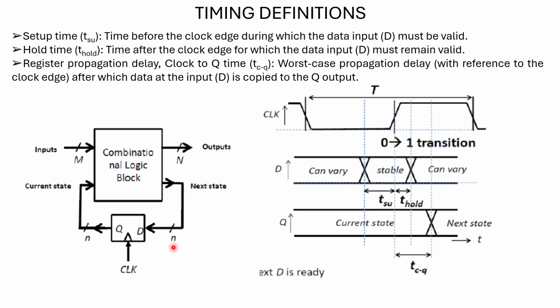And there is also this propagation delay, which gives rise to the clock to Q time. Basically, it is the worst case propagation delay, because everything in a sequential circuit is driven by the clock. So everything will be talked about in terms of clock edges. Clock to Q time is the worst case propagation delay with reference to the clock edge, after which data is copied to the Q output. Basically, from this point until I see the data being sampled.